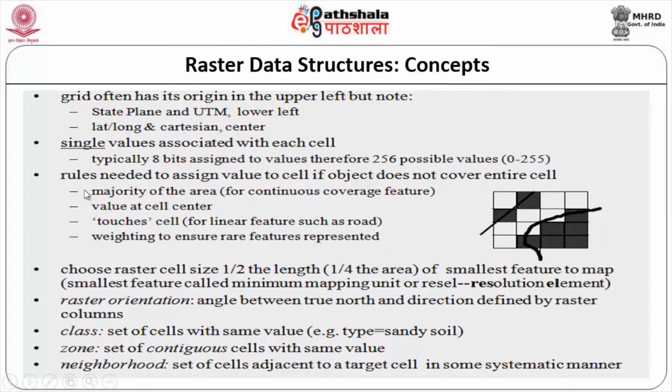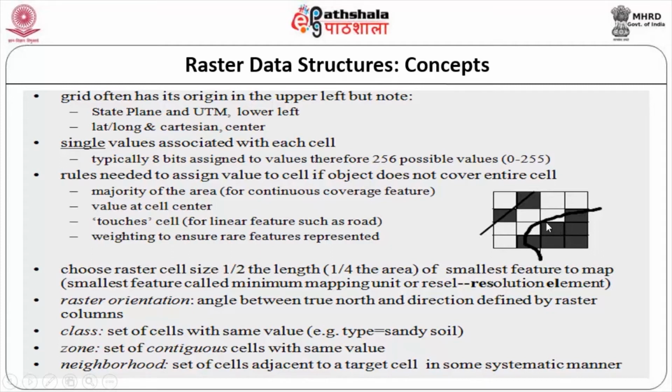In general, we can even work out any kind of other details. What are the rules needed to assign a value to a cell, though the object does not cover the entire cell? Say, for example, when I have something like this, it does not cover the entire cell, is it not? Here you see, only part of it is being considered. So, we try to consider the coverage of this cell.